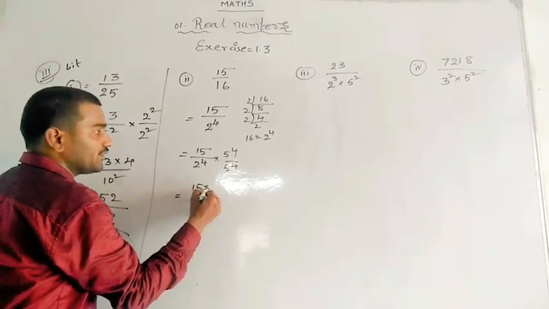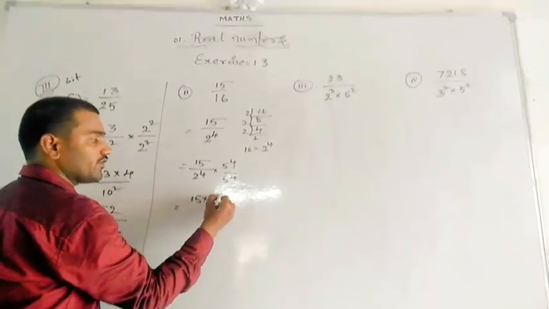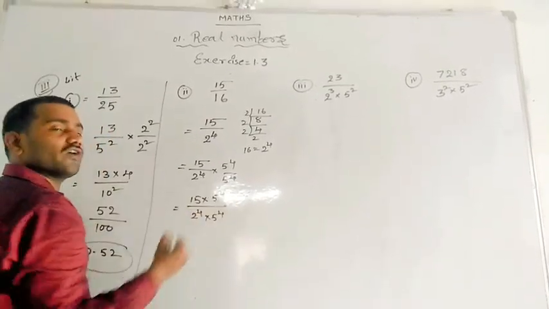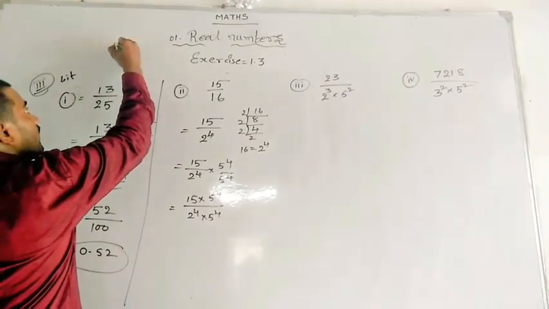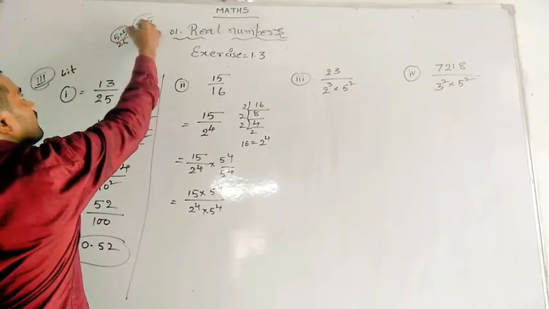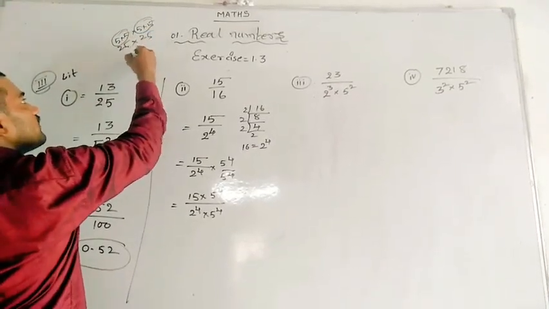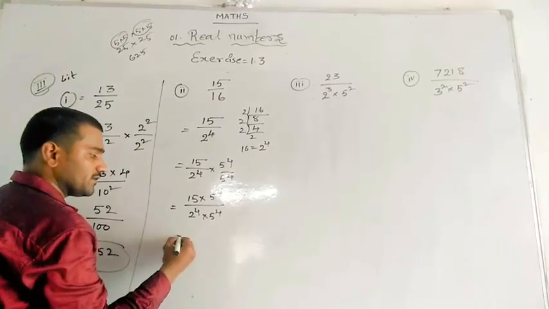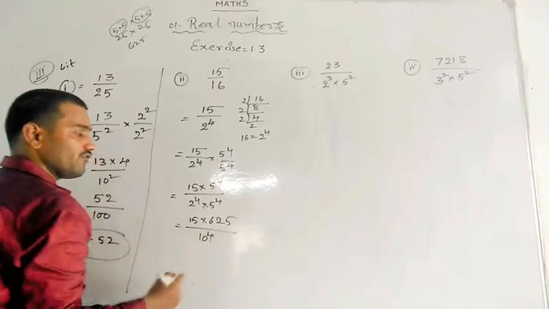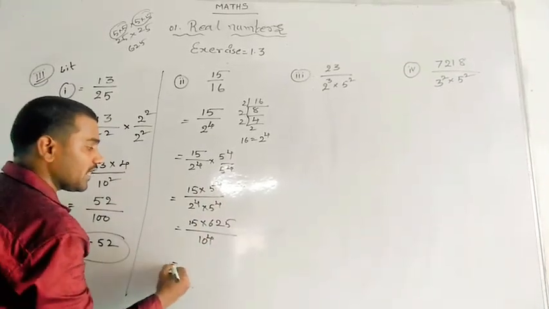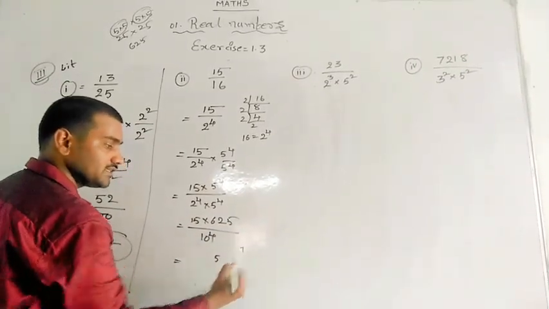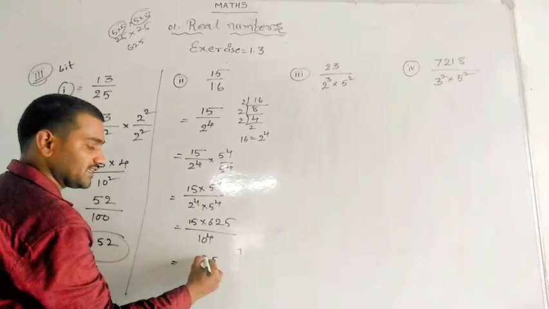So 15 into 5 to the power of 4 by 2 to the power of 4 into 5 to the power of 4. 5 to the power of 4 in the sense what here? See, 5 into 5, 5 into 5. 5 5s are 25, 5 5s are 25. 25 into 25 is 625. That means here 15 into 625 by 10 to the power of 4. Now 15 5s are 75, 7 carry. 15 2s are 30 plus 7, 37.